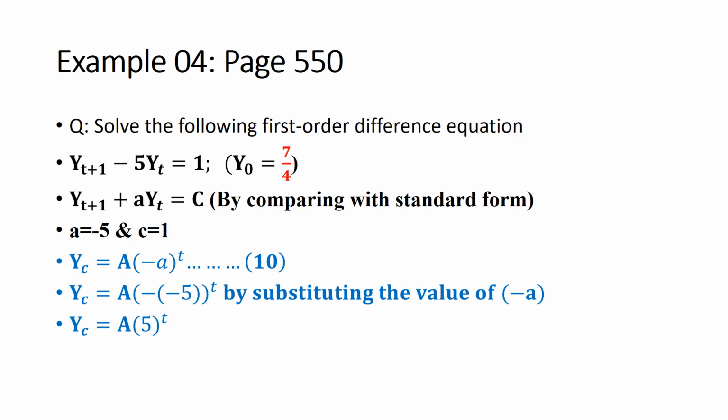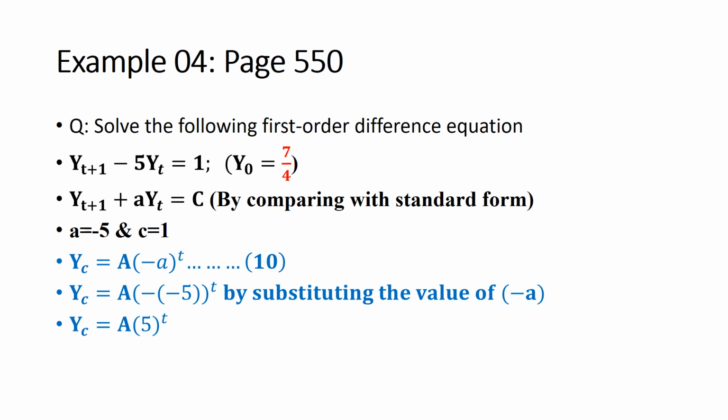Again, I explain the first step. In the first step, we take the standard form yt plus 1 plus ayt is equal to c, and compare it with the question and find the values of a and c. Here we compare: a is equal to minus 5 and c is equal to 1.